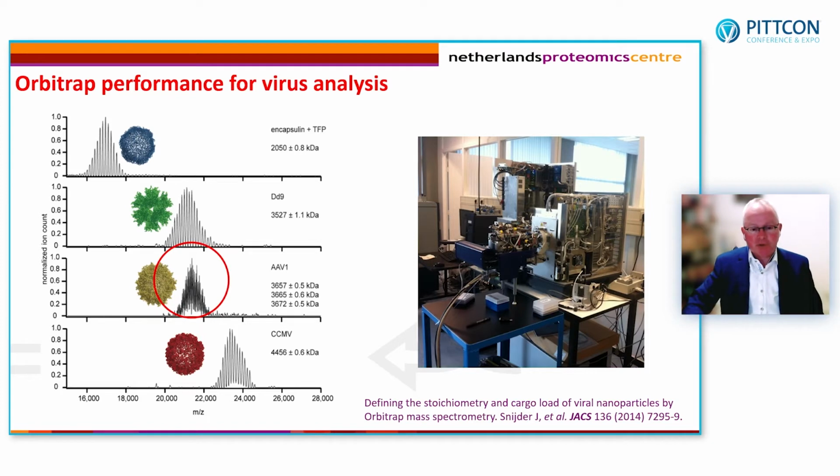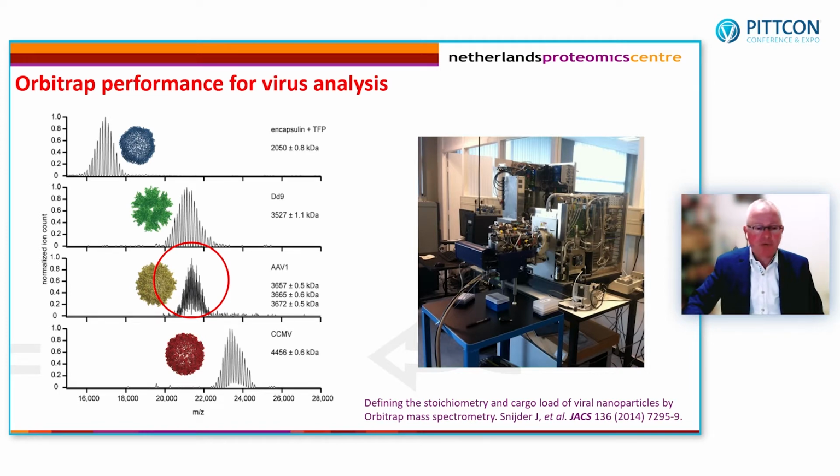Now, the third one in here is AAV1, which stands for adeno-associated virus serotype 1. And compared to the other ones, it's a bit the ugly duckling. It does not look as nice as the other ones. It looks way more complex. And first, of course, we were a bit frustrated. But then we started to think about this complexity of the spectrum.